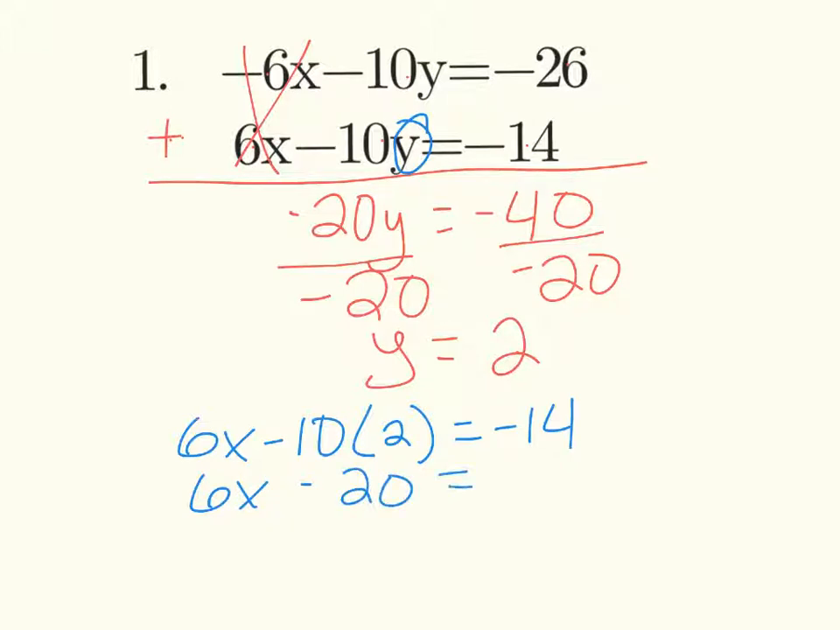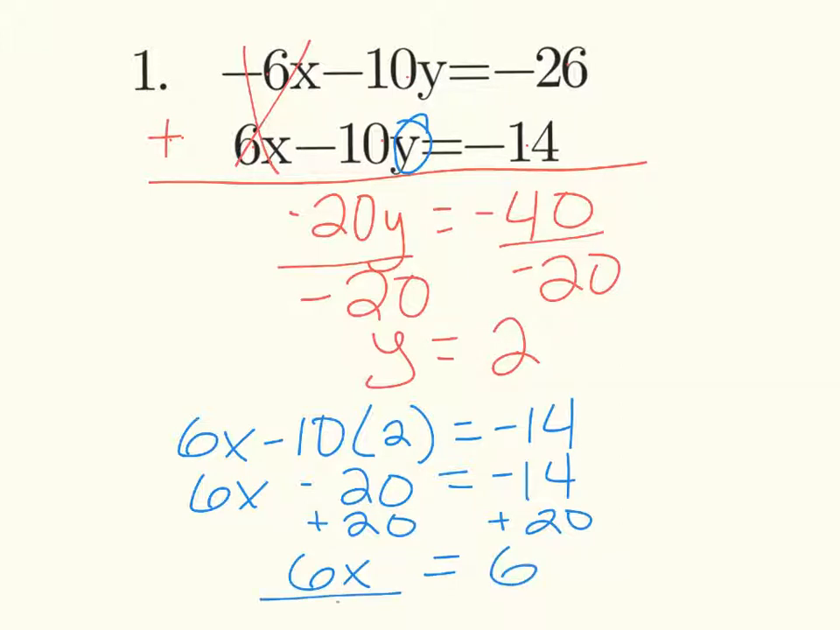I'm going to add the 20 over. And then we're going to just simply divide here by 6. x equals 1. Now again, we're going to write an answer as an ordered pair. So my answer is (1, 2).